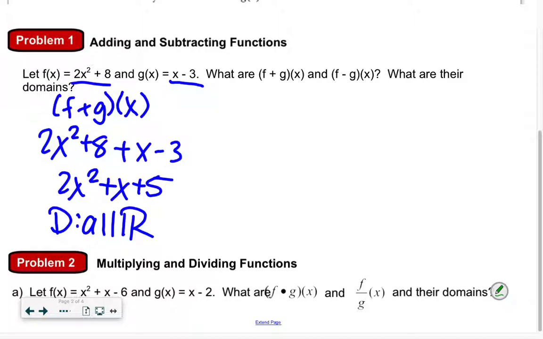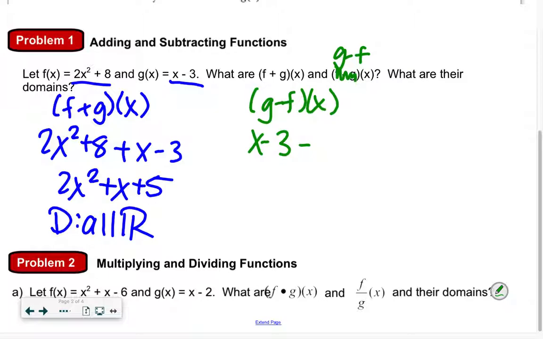What can't x be? I want you to change this. Instead of f minus g, we're going to do g minus f of x. Switch it up a little. So which function should I put first? Yeah, what's first? G. Put my g first. G comes first here, so we're going to put that first. X minus 3.